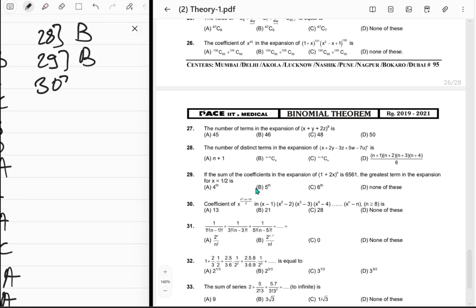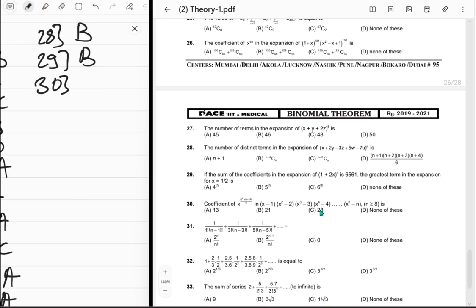30. Coefficient of x power n squared plus n minus 14 upon 2 in this thing is, so you got x minus 1, x squared minus 2, x cubed minus 3, and so on, huh? Okay, and you want x power n squared plus n minus 14 upon 2. Have I seen this?